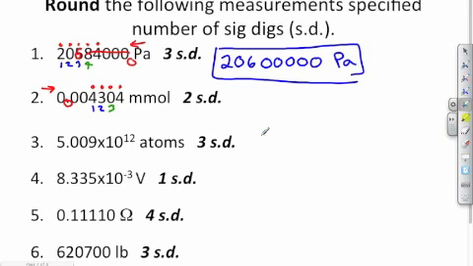And so then what I'm going to do is now I'm going to drop all but the first 2 significant digits. So this 0 and 4 on the end, they're gone. Since I didn't drop any number that comes before the decimal, only after, I don't need to replace what I took away with zeros. So my answer becomes 0.0043 millimoles.